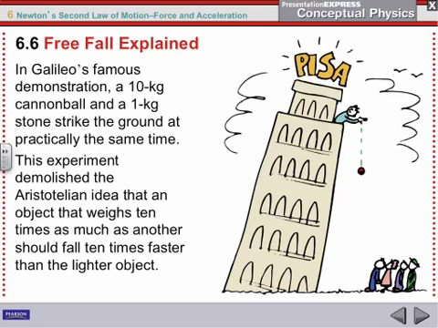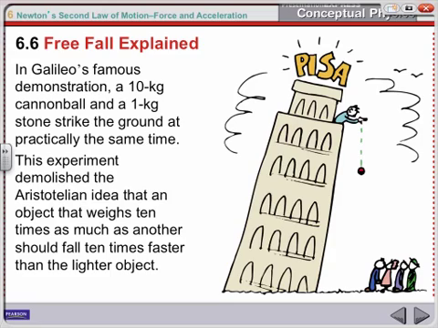So here's Galileo. He's up dropping things off of the Leaning Tower of Pisa. And I think it's funny how earlier in the book they talked about how this really probably didn't happen, and now they showed this picture of him supposedly doing this. But whether he did it or did not do it, nobody really knows for sure.